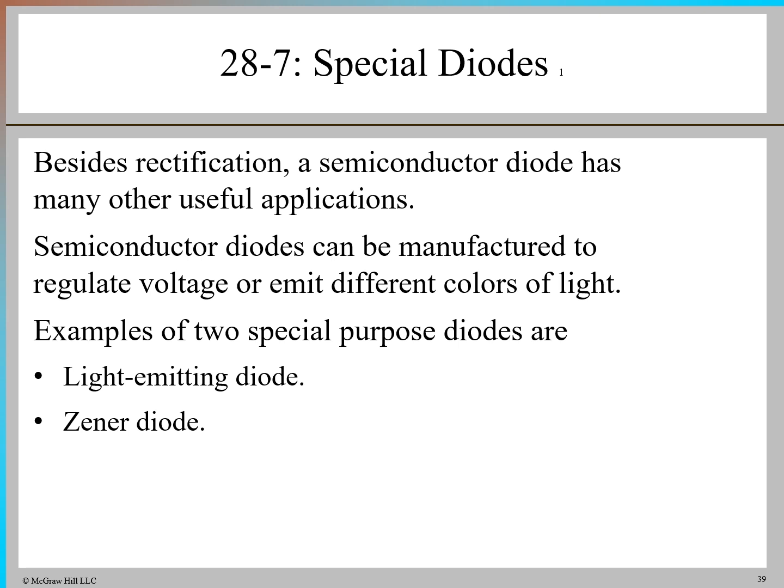Semiconductor diodes are not only used for rectification, but also serve other important functions. Two common special purpose diodes are the light emitting diode, or LED, and the Zener diode. LEDs emit light of various colors depending on the materials used, making them useful in displays and indicators. Zener diodes, on the other hand, are designed to regulate voltage, allowing current to flow in reverse once a specified voltage is reached, making them ideal for voltage stabilization.